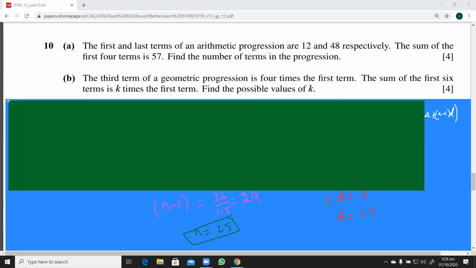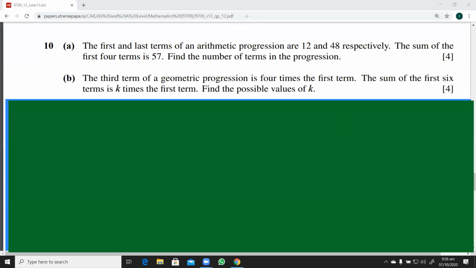Okay. Now moving to the B part. The third term of a GP is 4 times the first term. Can I say ar squared is equal to 4a? Yes. The third term of a GP is 4 times the first term. So that means your r squared is equal to 4. So this r can be plus or minus 2.